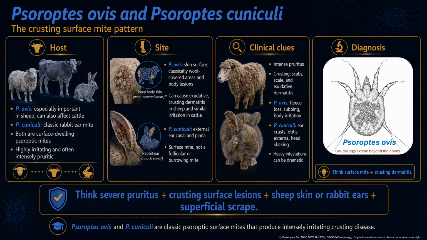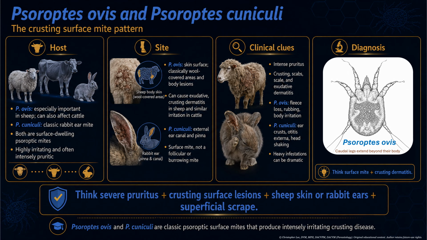Psoroptes gives us the classic, intensely irritating surface mite pattern. The name comes from the Greek psora, meaning itch, mange, or scabby skin disease. The species name then points toward the traditional hosts. Ovis means sheep, so Psoroptes ovis is especially important in sheep, but can also affect cattle. Cuniculi refers to the rabbit, giving us the classic rabbit ear mite, Psoroptes cuniculi.